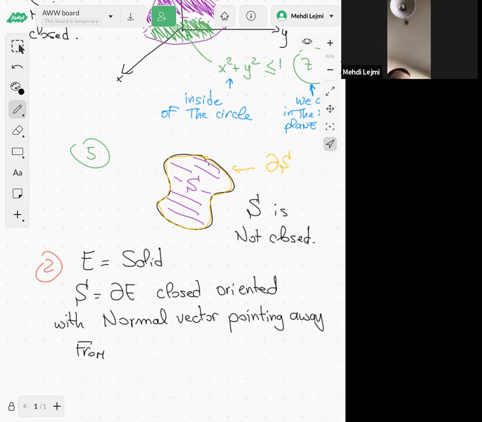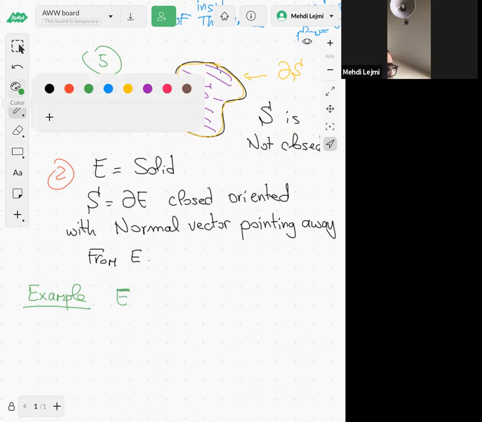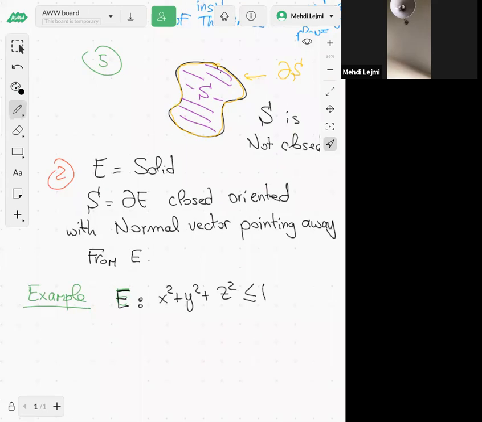So, for example, let's take the inside of the sphere for E. Let's say my solid E. Again, the solid is a three-dimensional object, right? So let's say in this case E is x squared plus y squared plus z squared less or equal to 1. When you say x squared plus y squared plus z squared less or equal to 1, that will be the inside or the interior of the sphere, right? So you have your sphere.